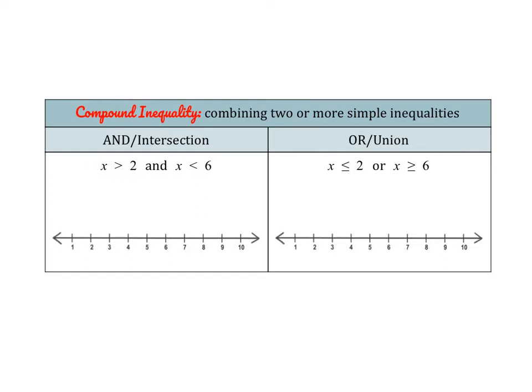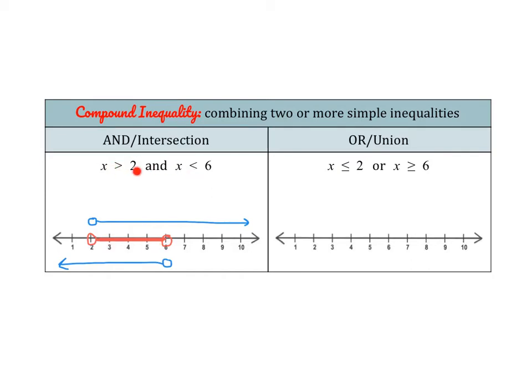Visually, if we were to graph x is greater than 2, we would use an open circle at 2, and it would be everything to the right, all of the numbers that are bigger. If we're graphing x is less than 6, again, open circle at 6, and then everything to the left, which is smaller. But since it's this and this, we're looking for the overlap between the two, the intersection. So the only numbers we want are everything from here to here. These are the only numbers that work for both.